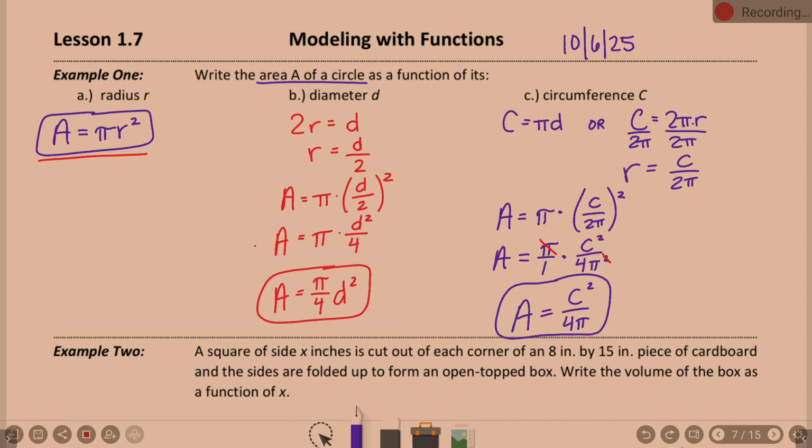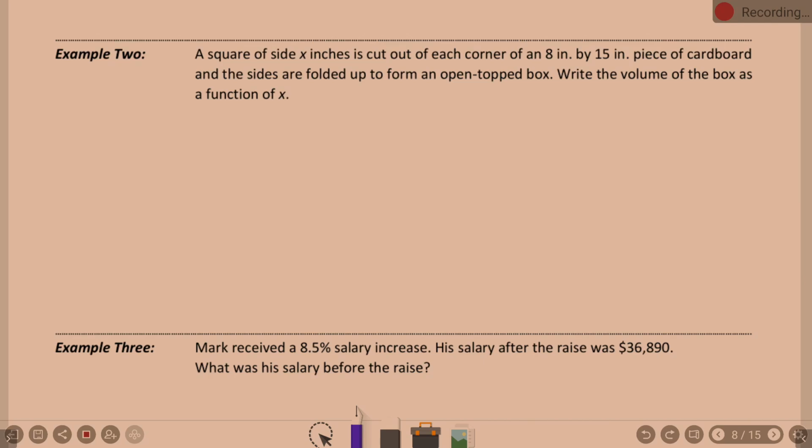Okay, ready for the next one? Again, it's going to be using a formula you know. You just have to manipulate it. Example 2. A square of side x inches is cut out of each corner of an 8 by 15 piece of cardboard. The sides are folded up to form an open top box. Write the volume of the box as a function of x.